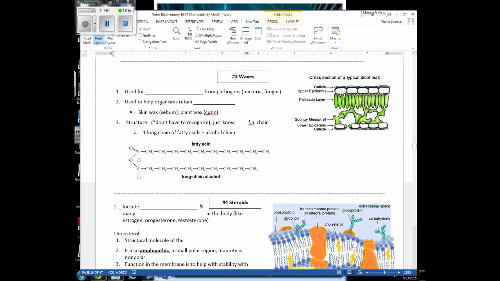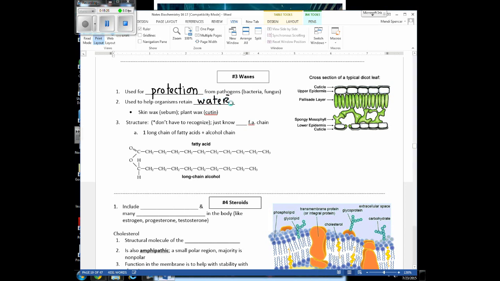So moving on to the waxes. Waxes are important because they offer protection in most cases. Protection from pathogens getting into the organism like bacteria and fungus. That's what your earwax is doing. Bacteria or fungus that gets in there, it gets trapped on that wax. So it's offering you some protection. And it also gives some organisms a better ability to retain water.